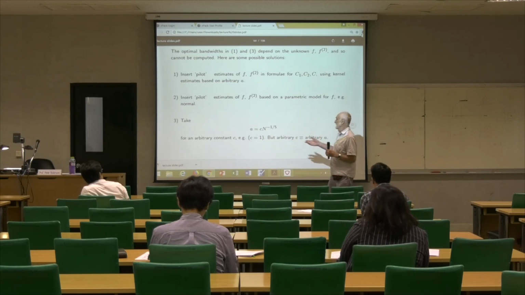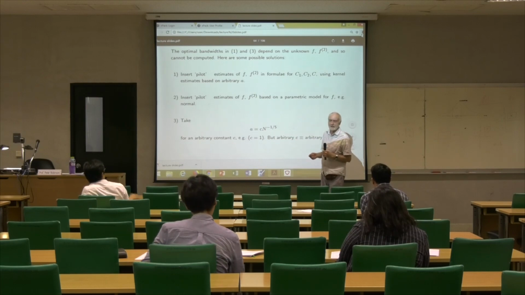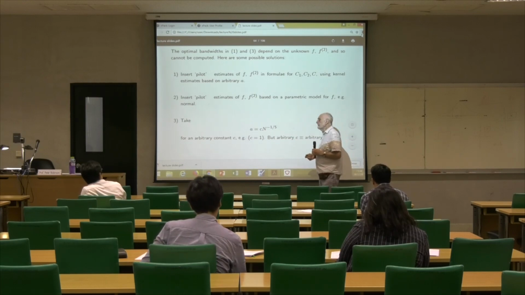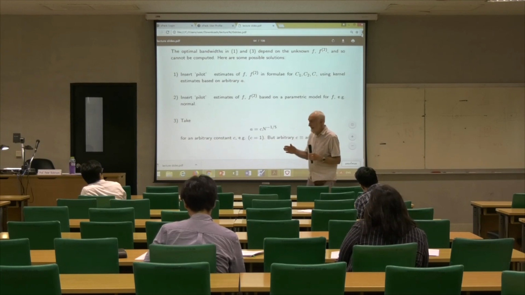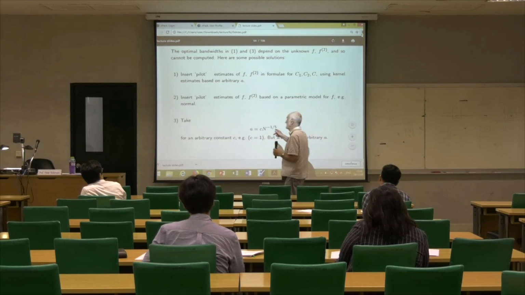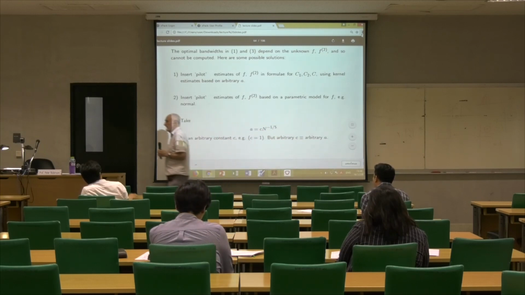I mean, sure, you say, well, let's take c equals 1. Okay? But it's not really common sense. It's just arbitrary. The only thing where that would be useful, probably, is if you were doing Monte Carlo studies and you wanted to see how things varied as you changed n. You kept the c fixed and you let n increase. That idea might be worthwhile.